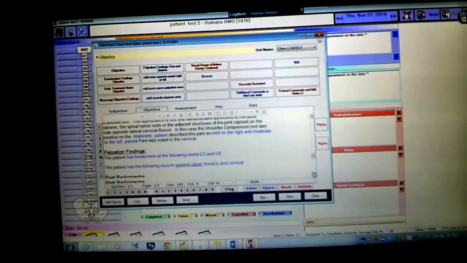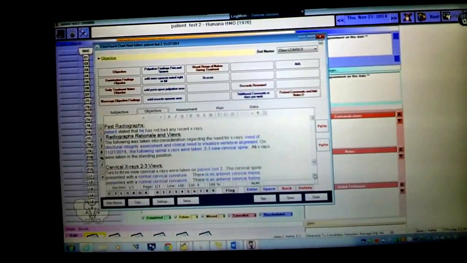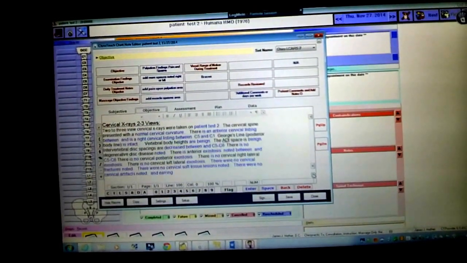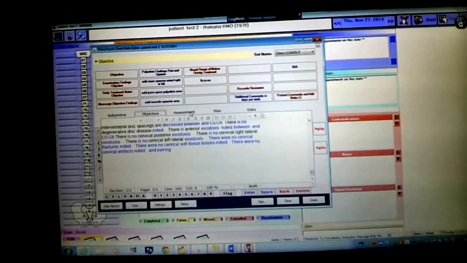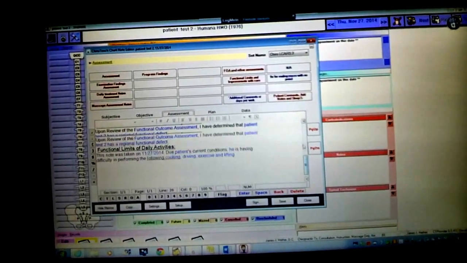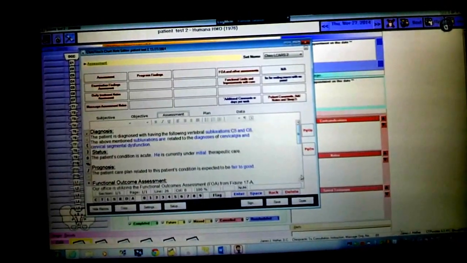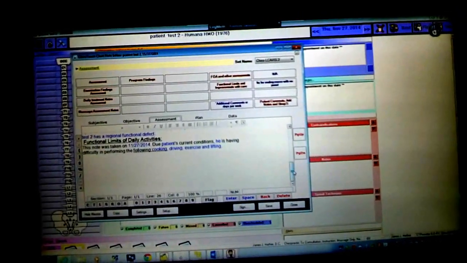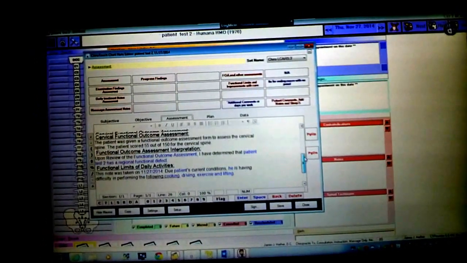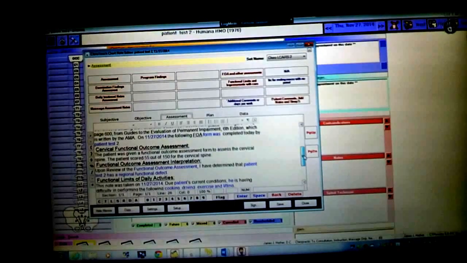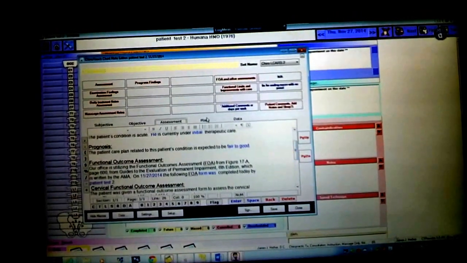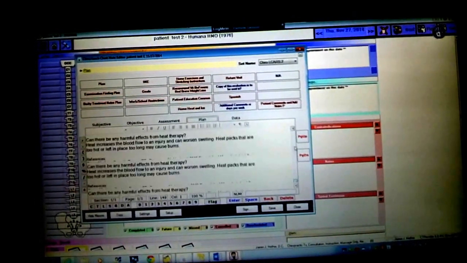We're going to see that they have not had any x-rays, their palpation findings, what x-rays were done, why they were done, what the findings were of these x-rays. We're also going to go under assessment and just recap and say what their diagnosis is, what their status is, what their functional outcome assessment scores, where they were deficient in their functional limits of daily activities, and then what our plan is, how often we want to see this person.